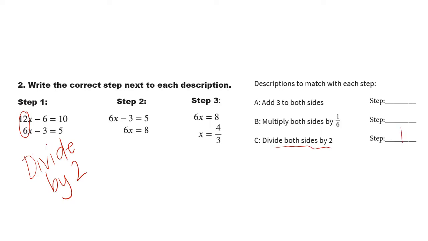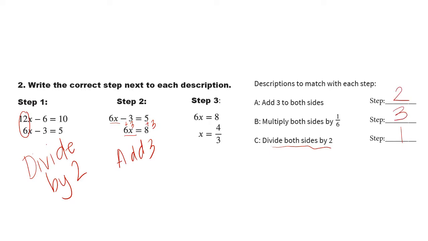Okay, step number 2, I have a 6x here and I have a 6x here, so that's the same. But I have a minus 3 here, I have nothing here, and I have a 5 here and I have an 8 here. So I must have added 3 to both sides. Okay, so add 3 on both sides, and that is A over here. So I want to put step 2 here.